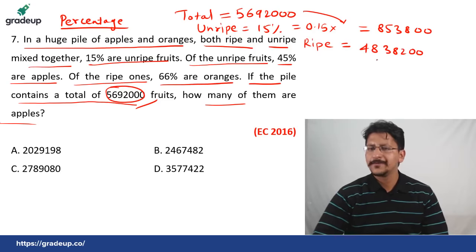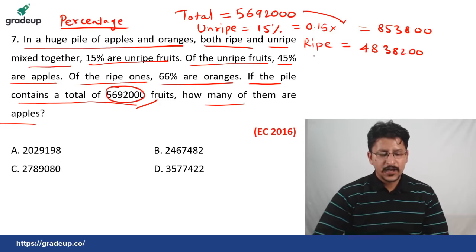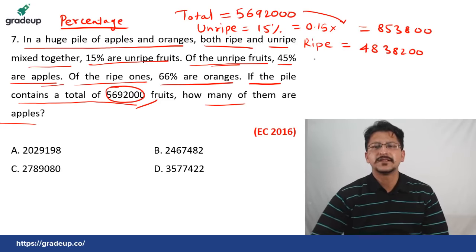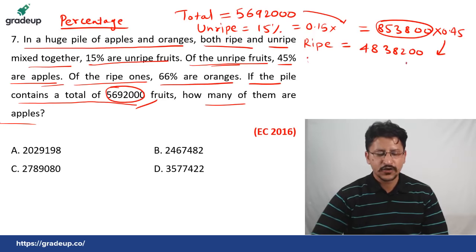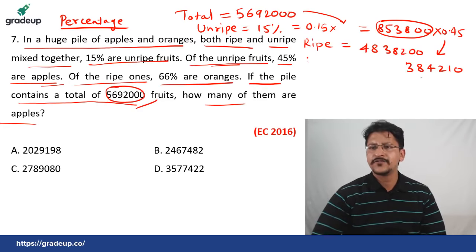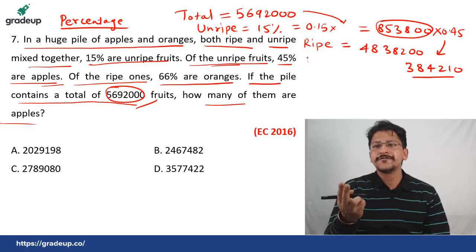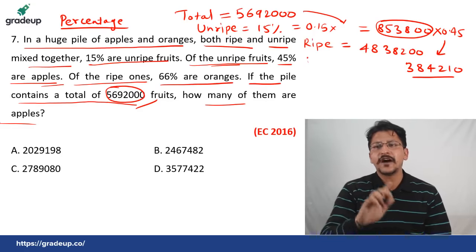483800. Okay. Simple. Then of this unripe, 45% are apples. So if you take this unripe and you multiply it by 0.45, you will get the number of apples that are unripe. So how many are those? They are 384210. These are the number of apples that are of unripe category.